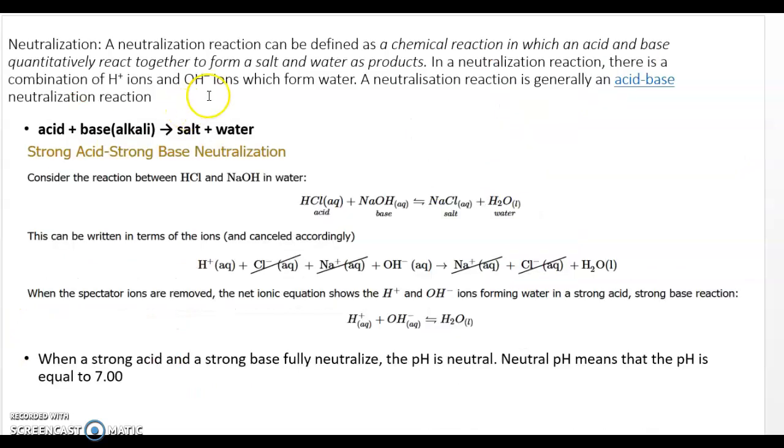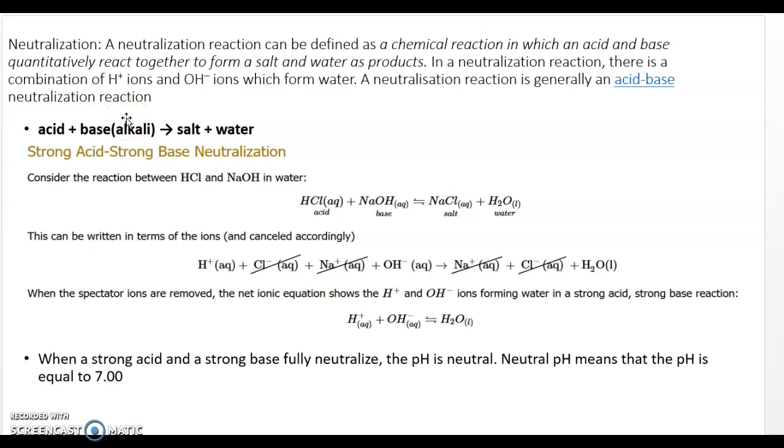Next we come to neutralization. Neutralization is a chemical reaction in which an acid and a base react to form salt and water as products. In a neutralization reaction there is a combination of what? H+ ions from the acid and OH- ions from the base, which form water. It is generally an acid-base neutralization reaction: acid plus base, or alkali, gives salt and water.